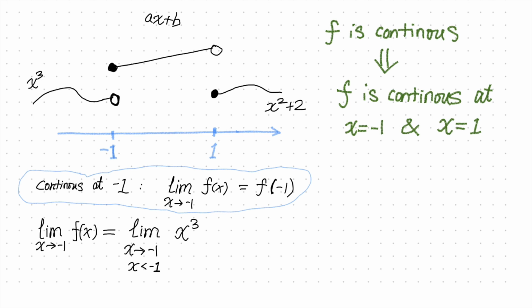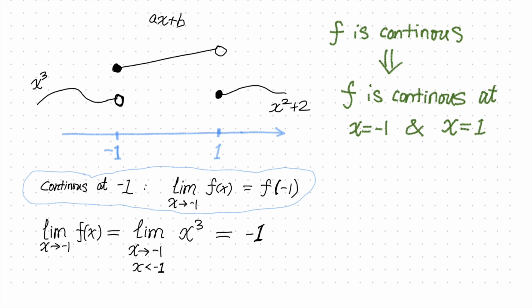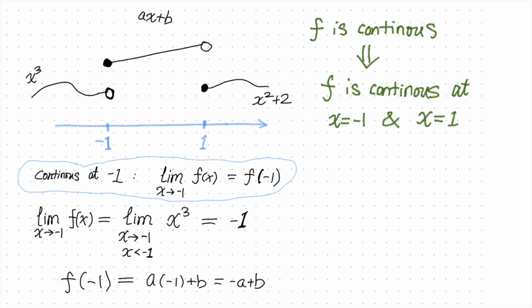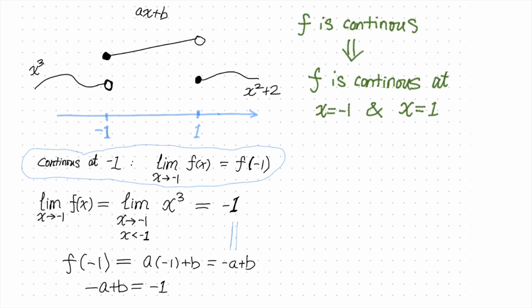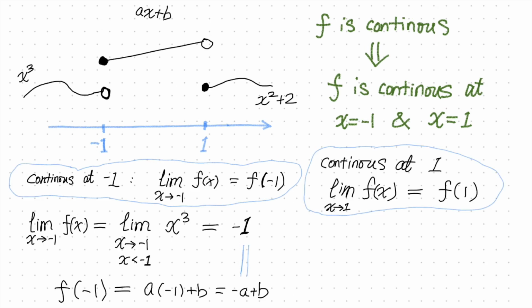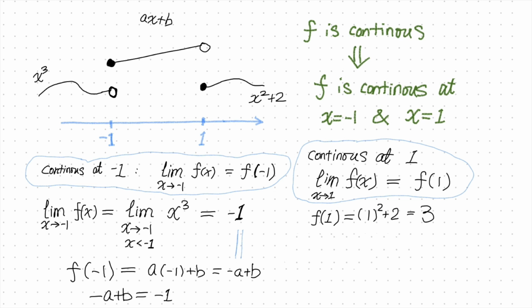Here the trick is, as long as the limit exists, it doesn't really matter how x goes to -1. And to compute the limit, we can simply plug in x equals -1. On the other hand, f of -1 is defined, which is given by a times -1 plus b, which is minus a plus b. So we have -a plus b equals -1. Function f is also continuous at 1. By definition, it means the limit of f of x as x goes to 1 is equal to f of 1. This time we'll evaluate f of 1 first.